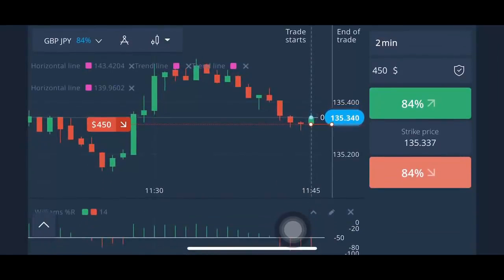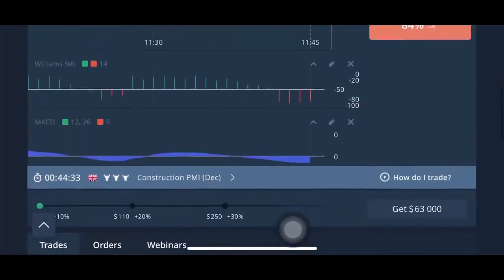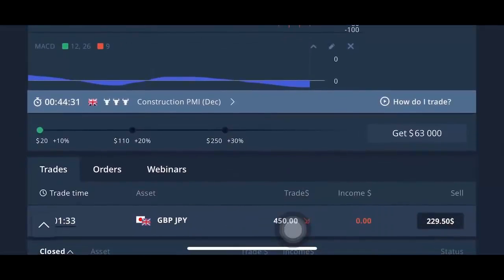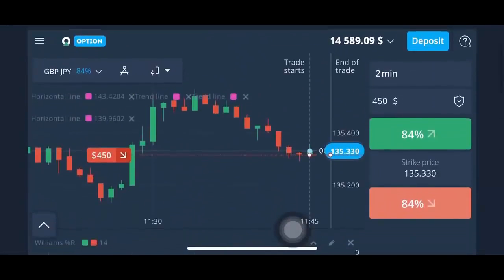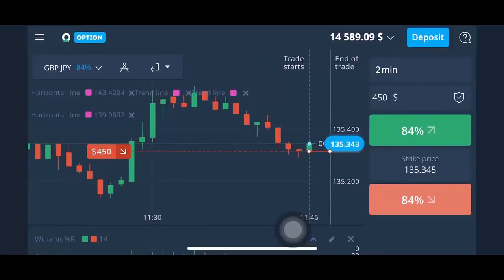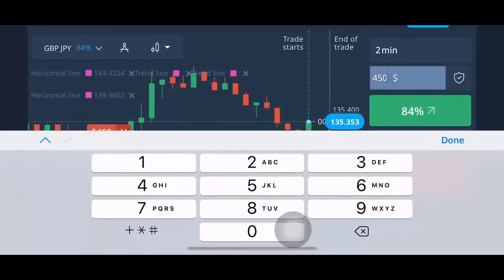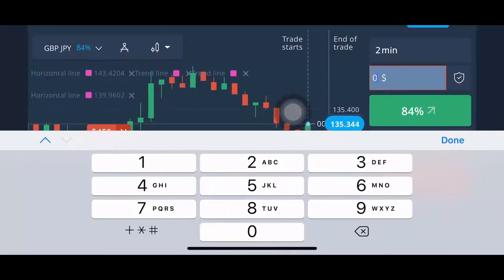Let's see what happens. As I can see, there is a change. There is a change suddenly, but we don't have to worry. We can always make a lot of money by using the Martingale principle, which is a personal favorite of mine.